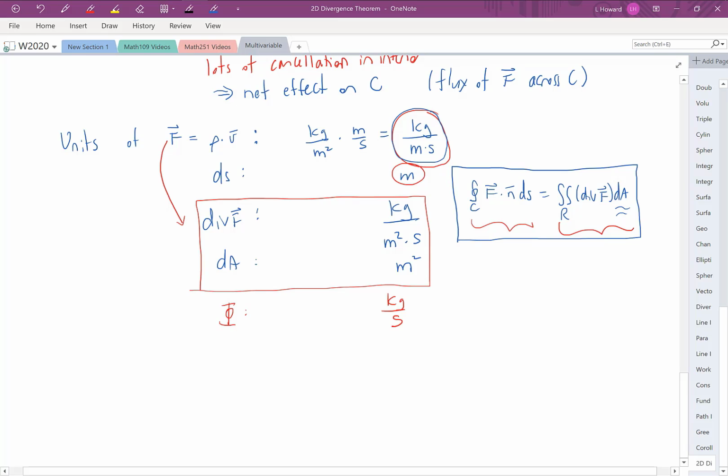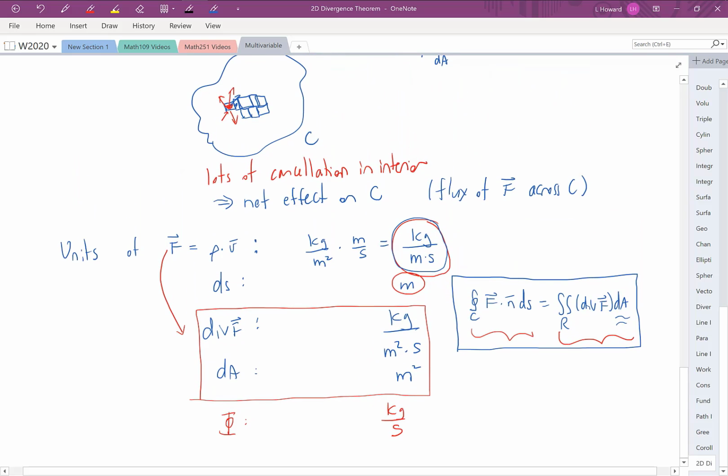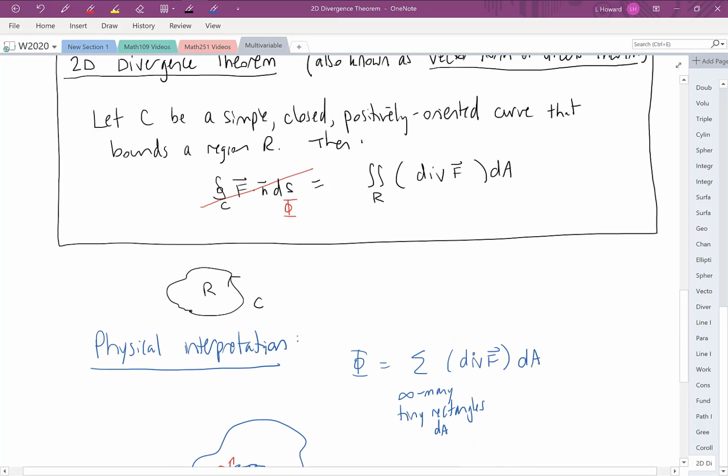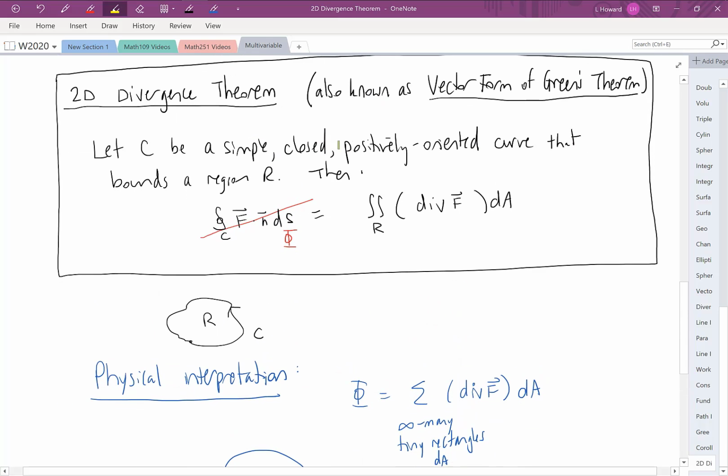So when we talk about the flux of F across our curve, if our vector field represents a fluid flow, then the units in which we're measuring that are kilograms per second. And that shows in our previous picture that when we said there was lots of cancellation in the interior, leaving us with a net effect on C, we now know that net effect is actually the flux of F across C, because it has the proper units, kilograms per second. So that's a physical justification for this 2D divergence theorem, also known as the vector form of Green's theorem.